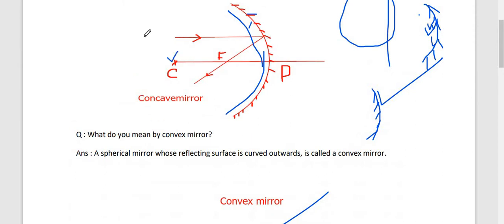If you complete this one, you will get a complete sphere. Then this is the center. So here we will call it center of curvature, and the radius from the center to the curve up to here, this distance is called radius in case of a sphere, and here we will call it radius of curvature. So we use the words center of curvature and radius of curvature.